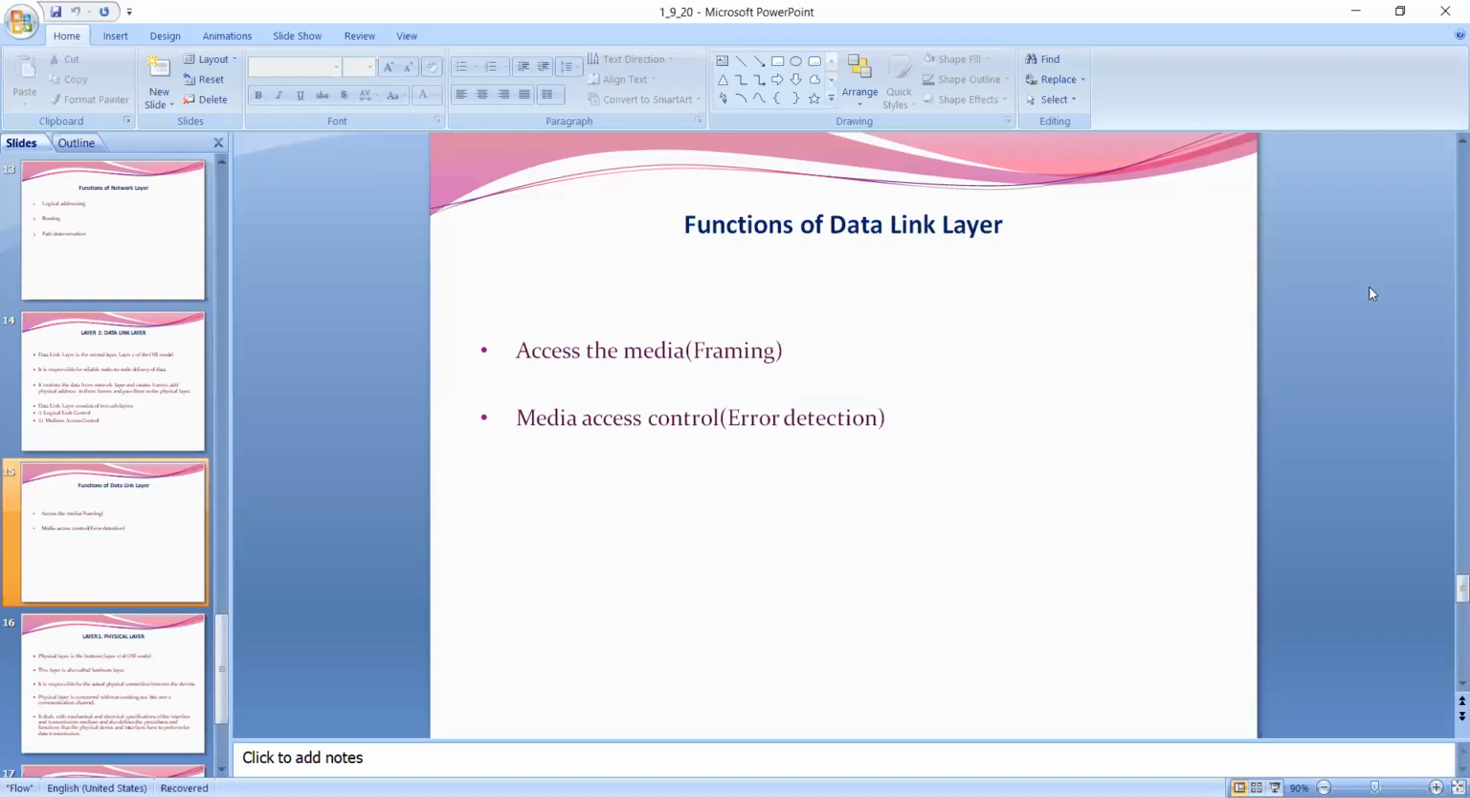Before going to framing, there is one more important thing, that is physical addressing. In the network layer, there is logical addressing, which means adding an IP address to the segment. But in the data link layer, there is physical addressing, which is used to convert the packets into frames. Logical addressing means adding IP addresses to the segment to form a packet, whereas physical addressing means adding MAC addresses to the packets to convert them into frames. I will explain it with a diagram.